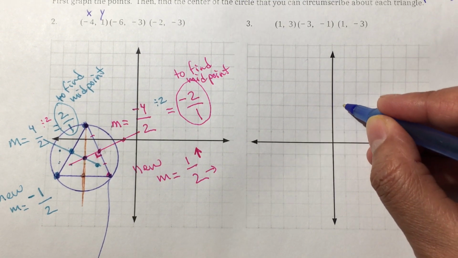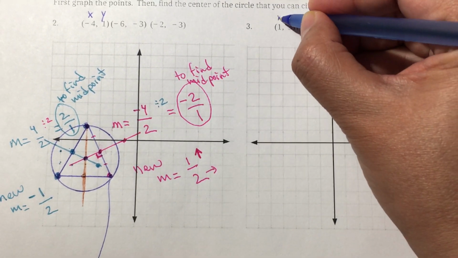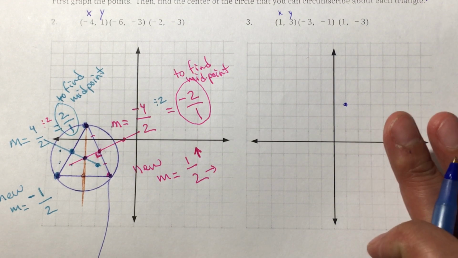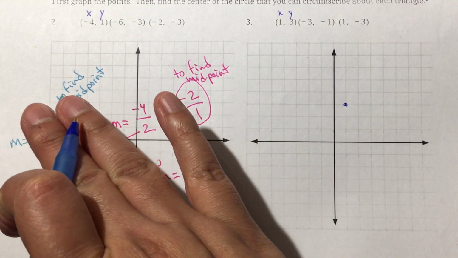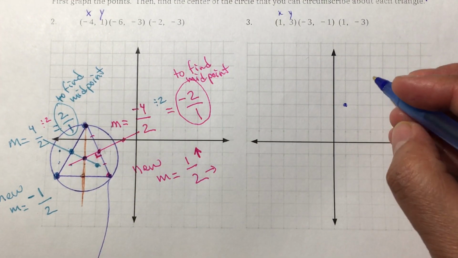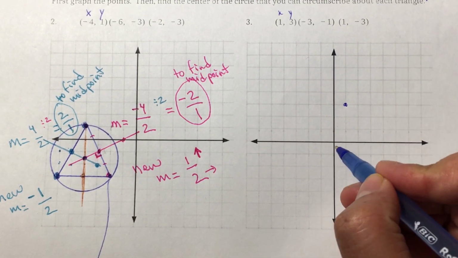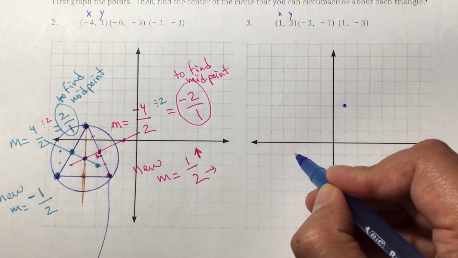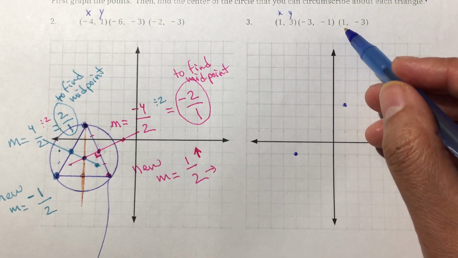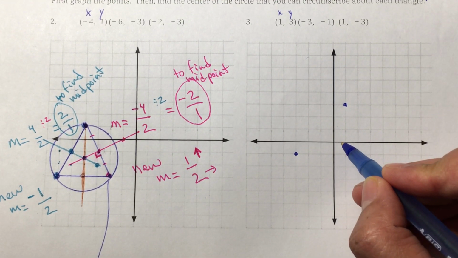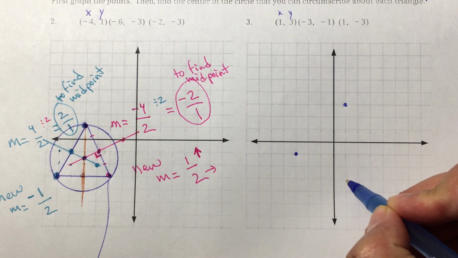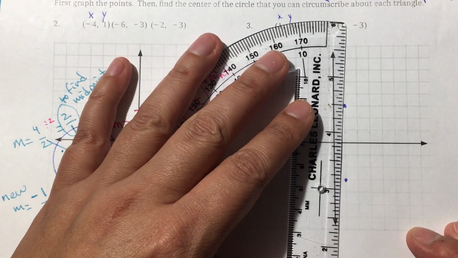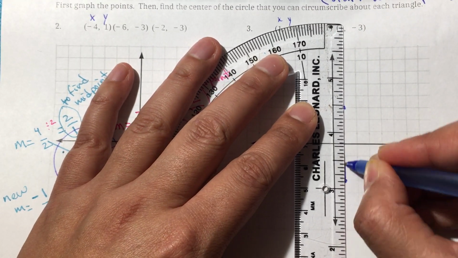1, 3. Again, remember X first and Y second in here. Only for the slope, we do Y first and then X. -3, -1. -3, -1 is right here. 1, -3. 1 to the right, -3 goes down. We draw our triangle.